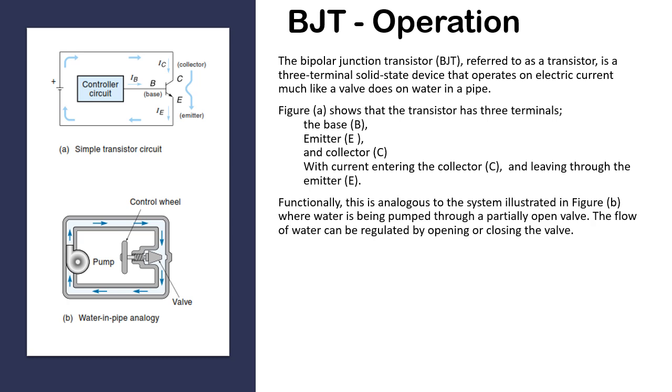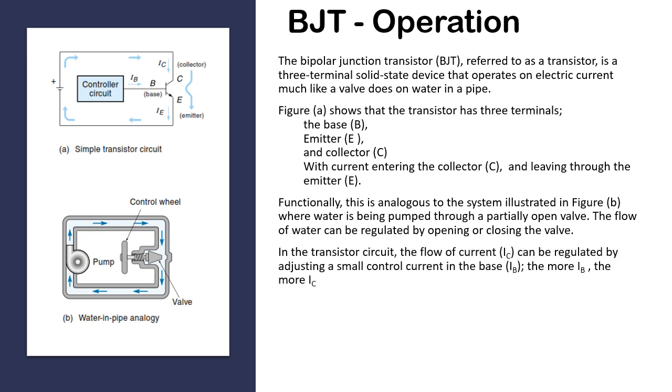Functionally, this is analogous to the system illustrated in Figure B, where the water is being pumped through a partially open valve. The flow of water can be regulated by opening or closing the valve. In the transistor circuit, the flow of current IC can be regulated by adjusting a small control current in the base, IB. The more IB, the more IC. In fact, IC could be 100 times or more larger than IB.